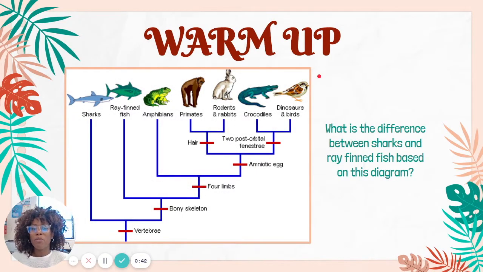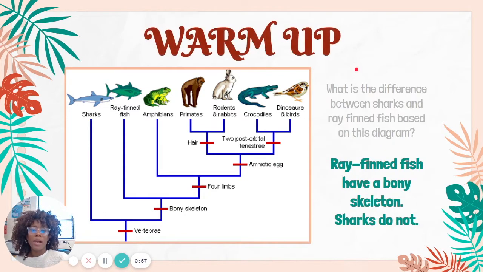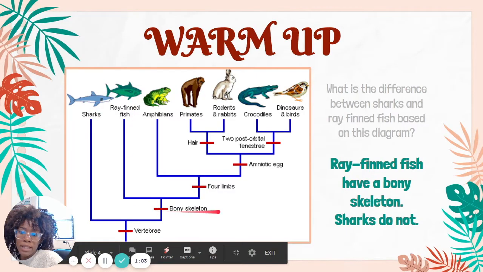So first thing, before we get into dichotomous keys, let's warm up with the cladograms example. So what is the difference between sharks and ray-finned fish based on this diagram? Okay, well, ray-finned fish, sharks. So what is the difference? Bony skeleton.